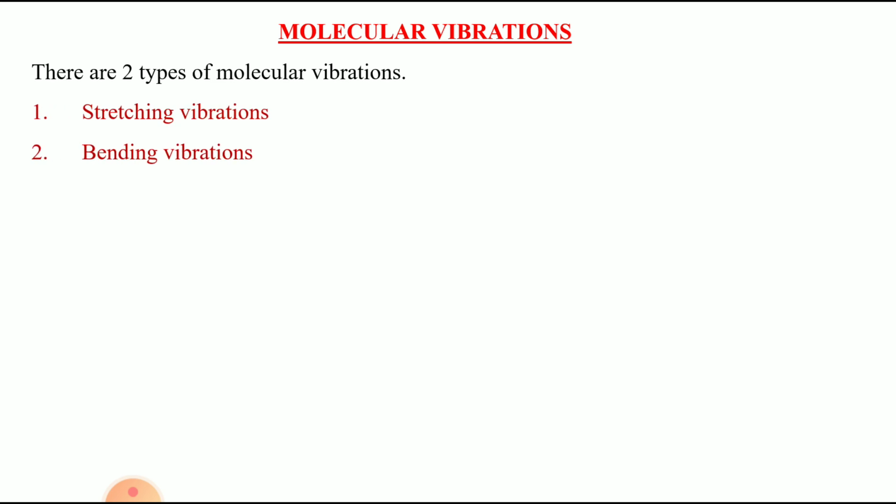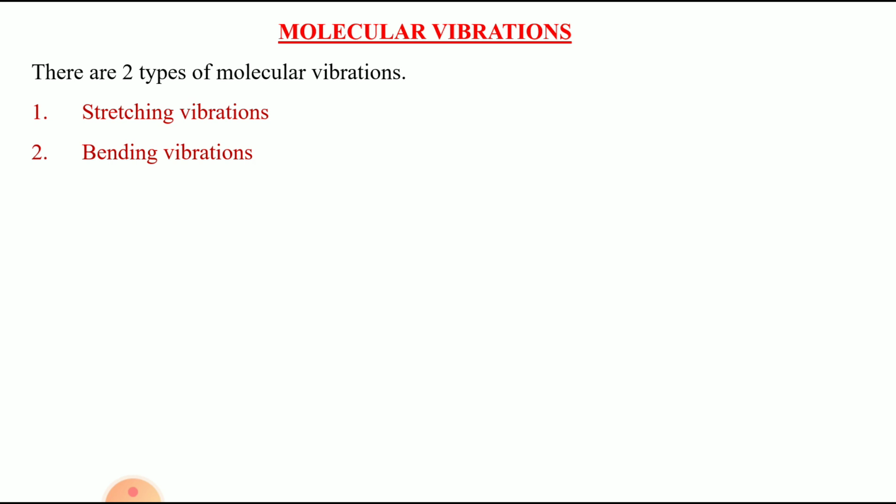Next we are discussing molecular vibrations. When a compound absorbs radiation, vibrational transitions happen in the molecule. There are different vibrations that happen in a molecule, and these are called molecular vibrations or molecular vibrational transitions. In general there are two types: stretching vibrations and bending vibrations.